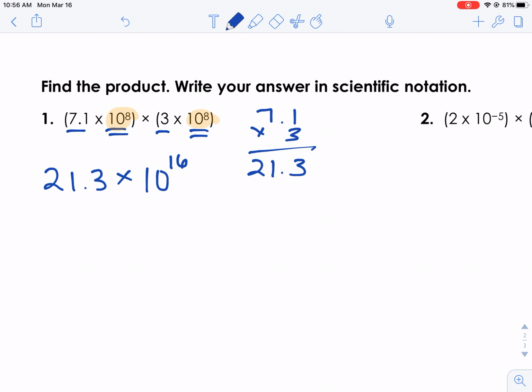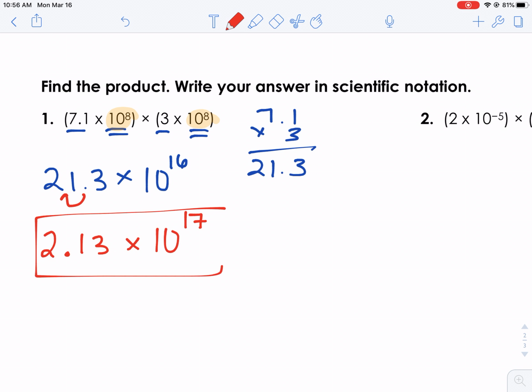Now this is not fully in scientific notation because our number needs to be between 1 and 10. So we would need to move our decimal over once. So we would have 2.13. From 21 to 2, our number is getting smaller by 1 spot. So our exponent needs to get bigger by 1 spot, giving us the 17th.